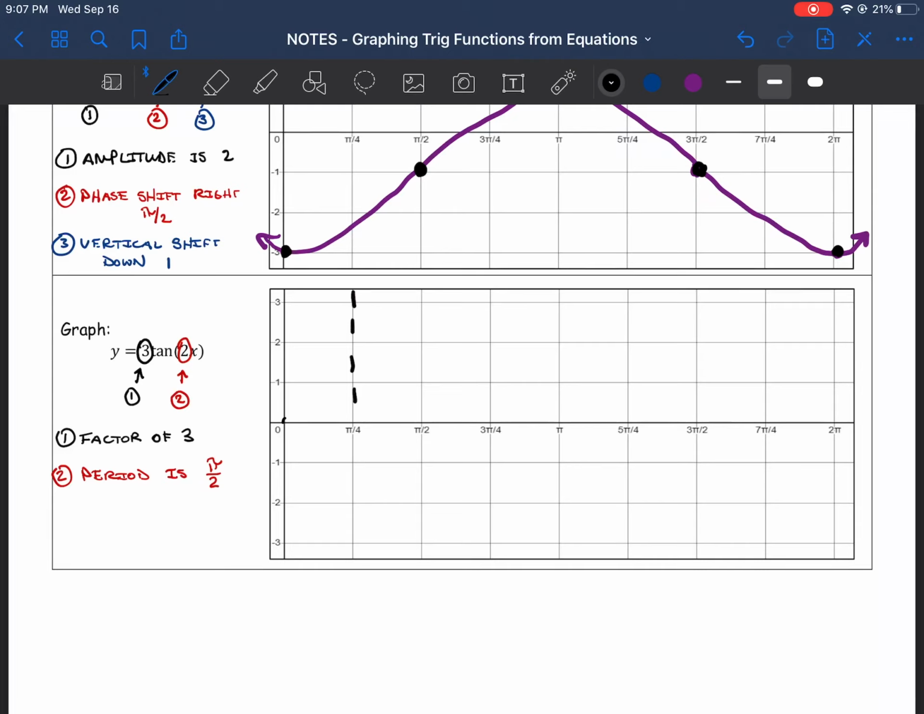So again, let's put one at pi over 4, 3 pi over 4, 5 pi over 4, 7 pi over 4.